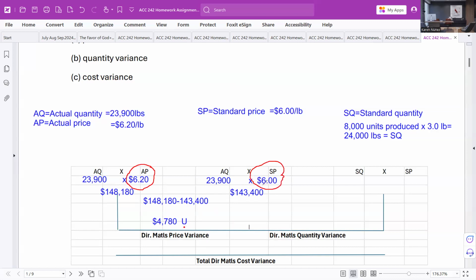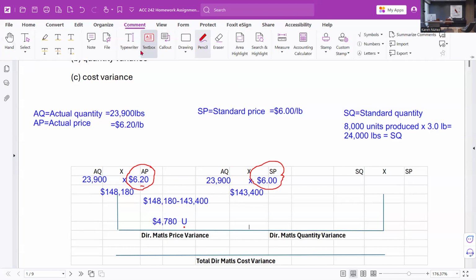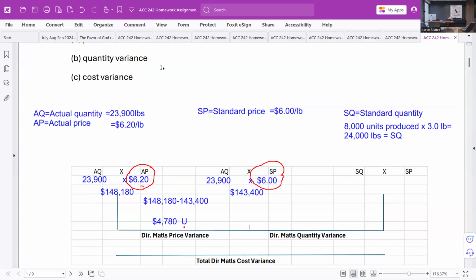It's unfavorable because they spent too much, right? The materials cost too much. The materials cost 20 cents more than they should have given the standard, hence an unfavorable direct materials price variance. Now, let's also calculate the direct materials quantity variance. And here we're going to need that standard quantity that we calculated initially. That's 24,000 pounds. And we want to multiply times that standard price. And the standard price is $6 again.